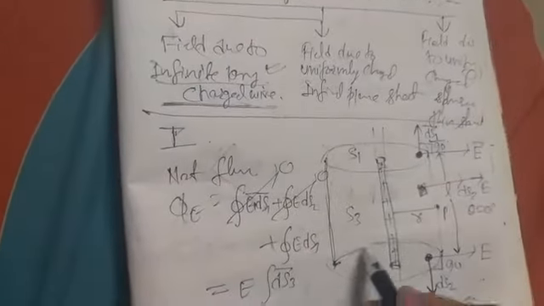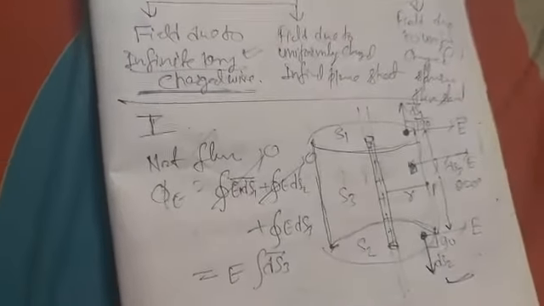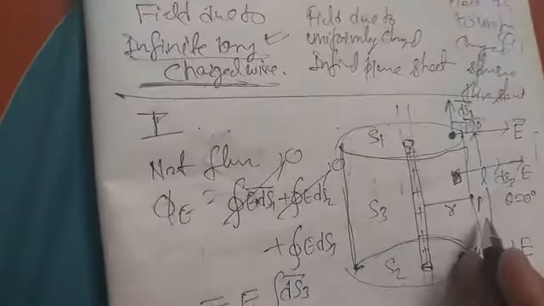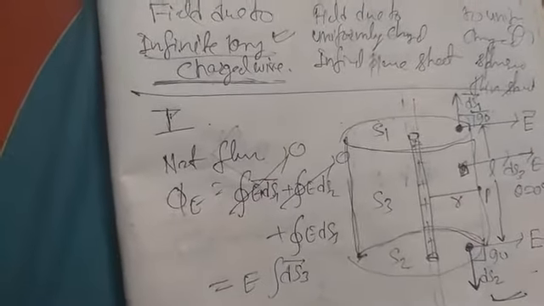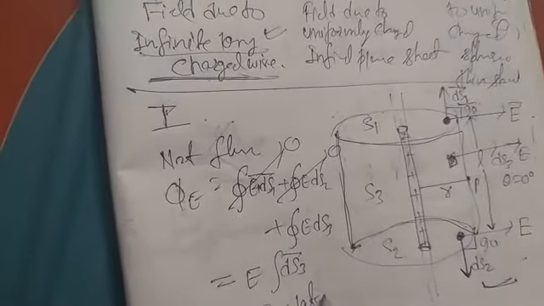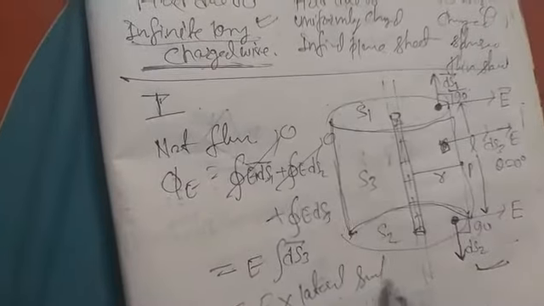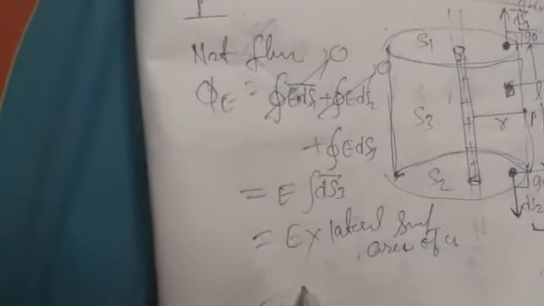And what is this dS3? This is the lateral surface area of the cylinder. So E times the lateral surface area of the cylinder, and what is the lateral area? 2 pi r l. So phi E equals E times 2 pi r l. So this is the first equation.